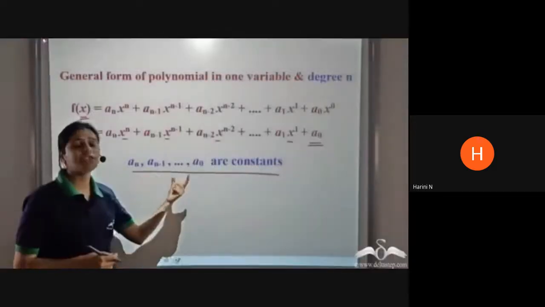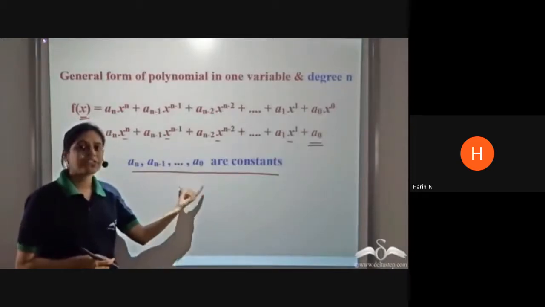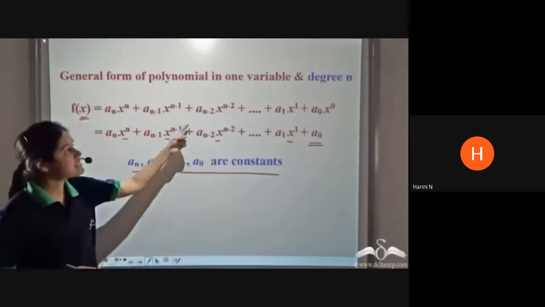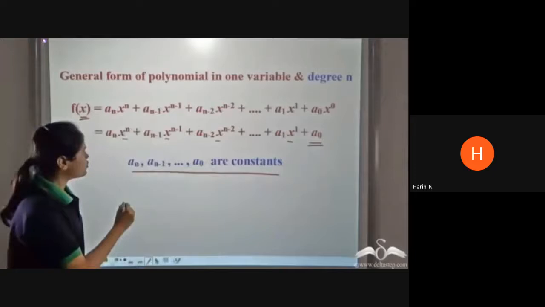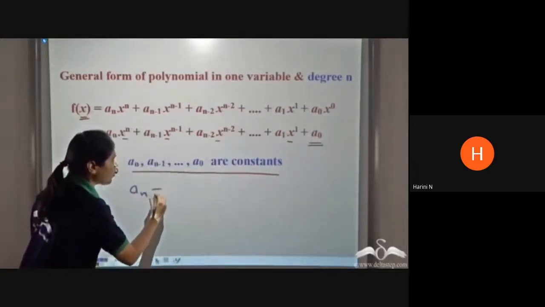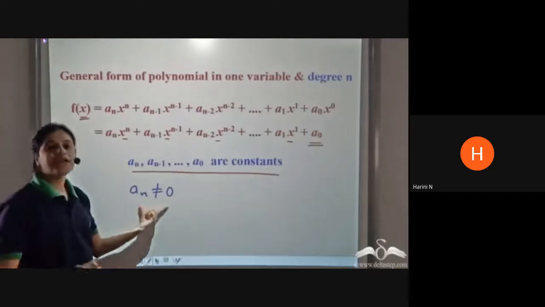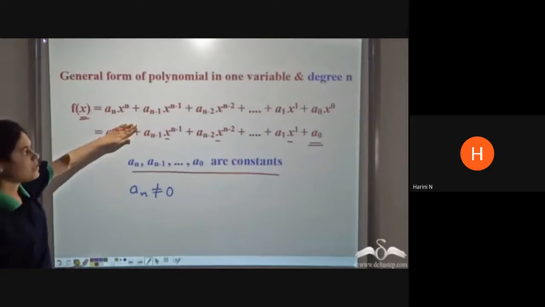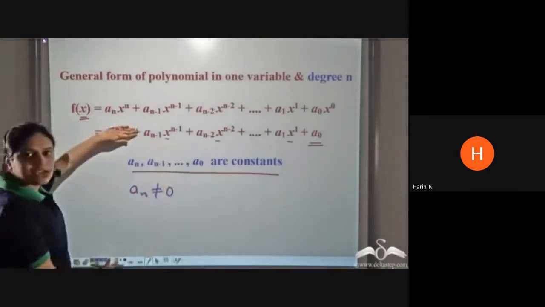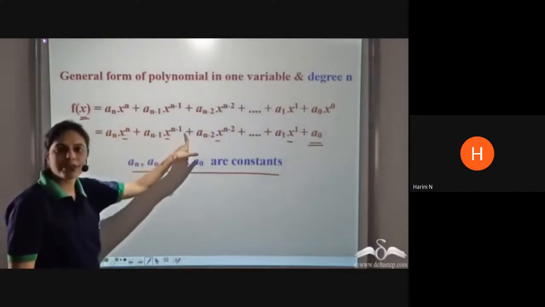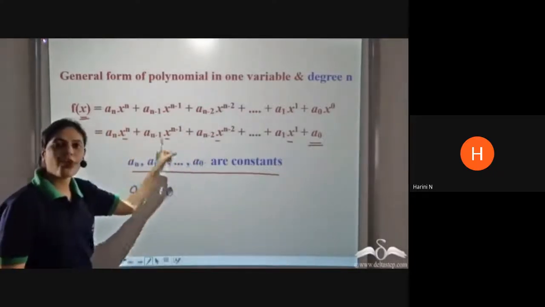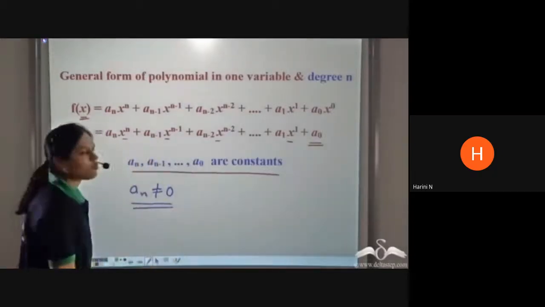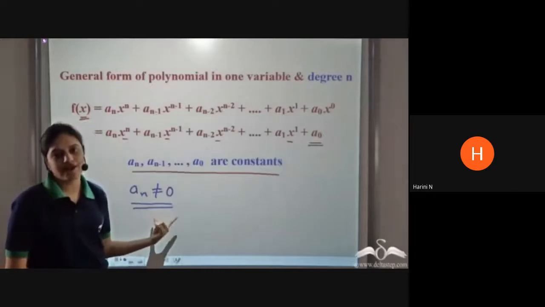Now, should there be any constraint on this constant as we had earlier? Think about it. Well, yes. Since it is of degree n, an cannot be 0. Because if it is 0, then this term will vanish and the degree of this polynomial will become n minus 1. So it cannot be a general form of the polynomial of degree n. So an cannot be 0. And this is the constraint we'll have to impose.